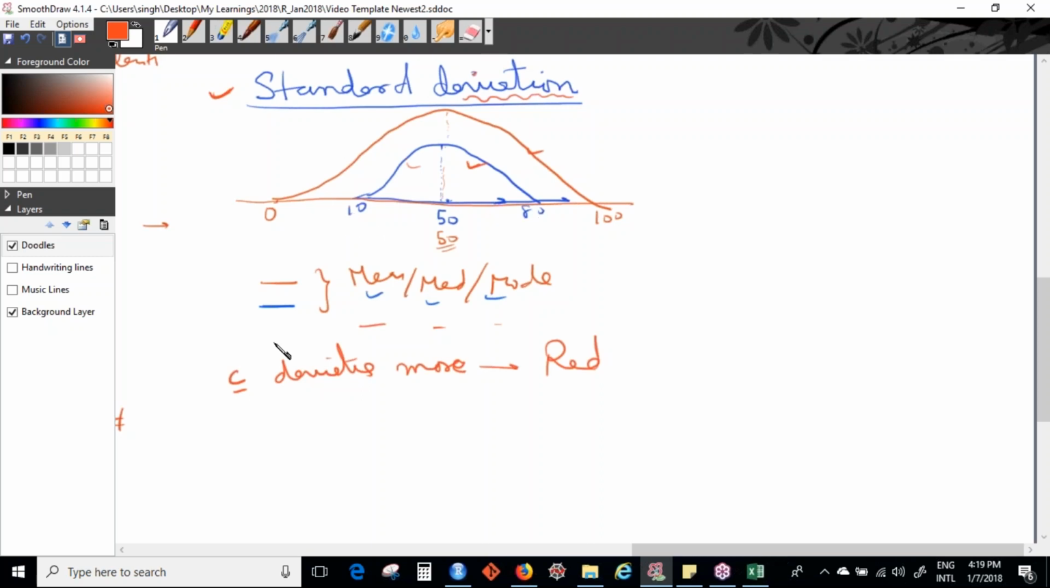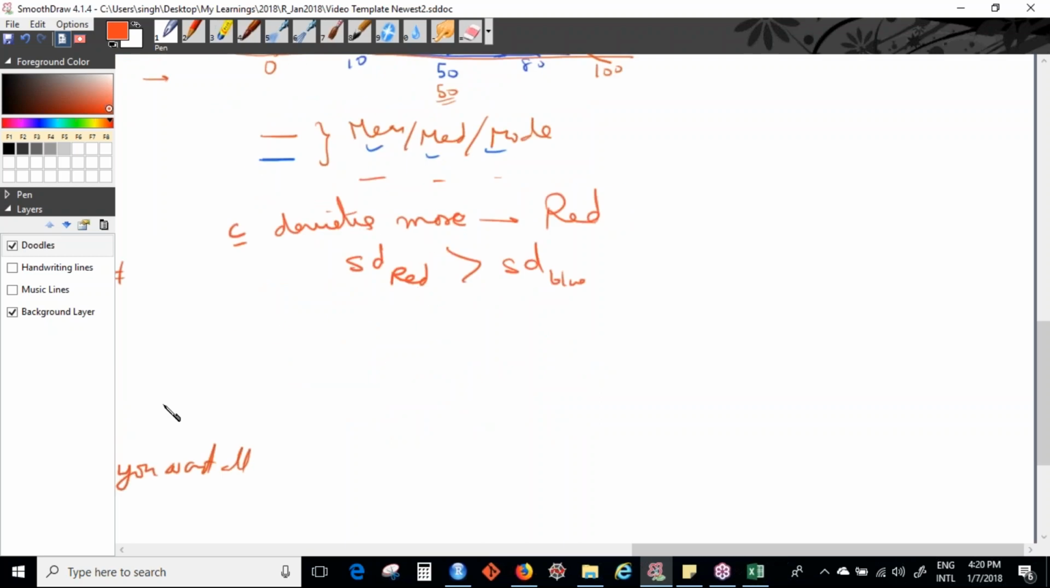So that means the standard deviation of the red one will be greater than the standard deviation of the blue one, because standard deviation directly measures how much a variable is varying. So the variable which measures the variability of any variable is known as standard deviation. Standard deviation is a parameter which measures the variability of a variable. Okay, so what does it measure?